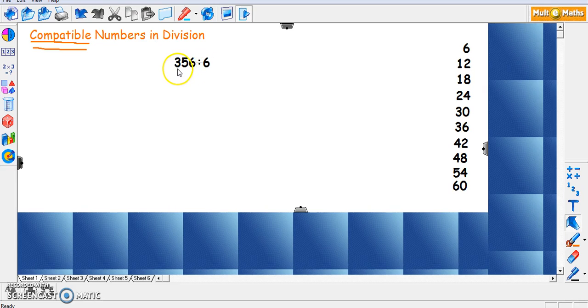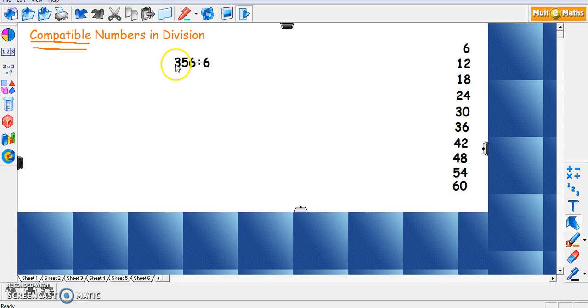Or 356 rounds to 400, and 400 divided by 6, I really can't do that in my head. So I'm going to use compatible numbers. Compatible numbers is going to be a little bit easier for me in this context. So I'm going to think of my divisor, and the numbers that are compatible, or what we would say be multiples of the number 6.